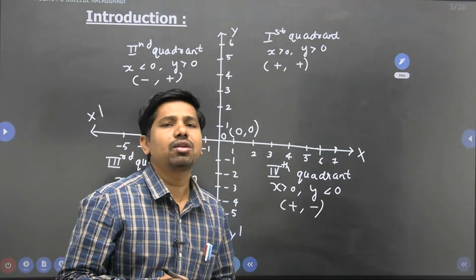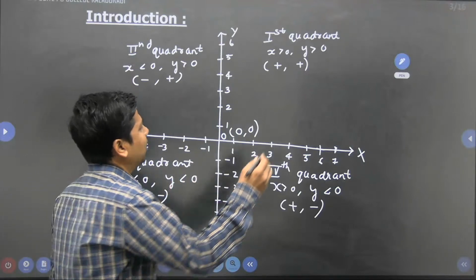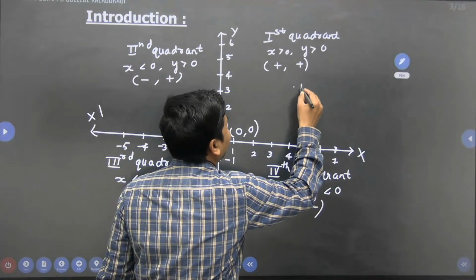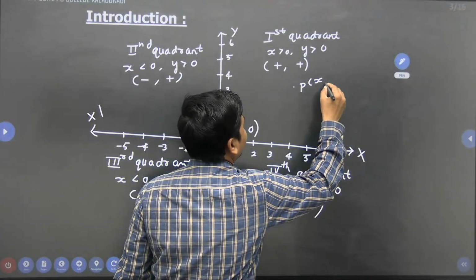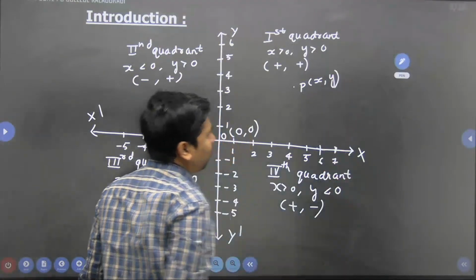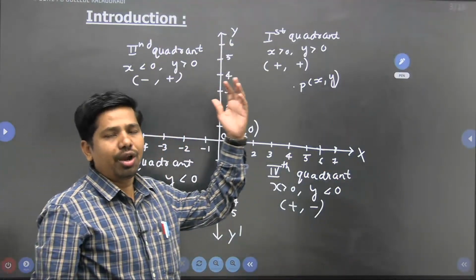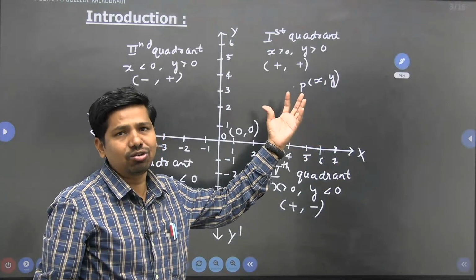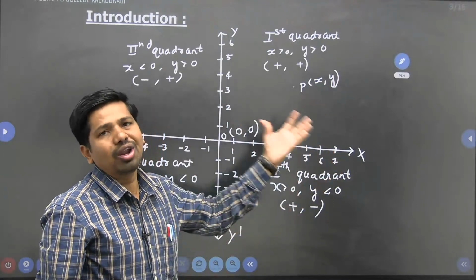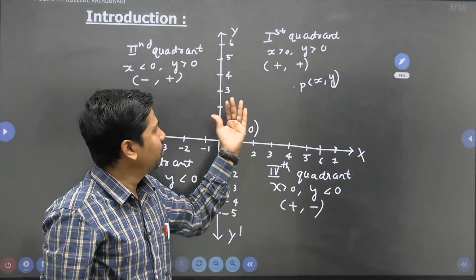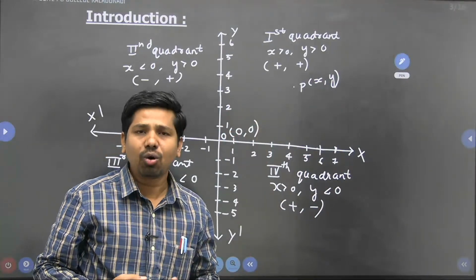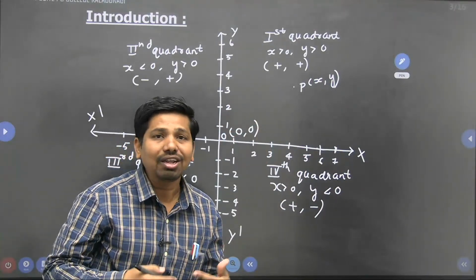If we represent any point in general, P of x comma y is any ordered point. That point is said to be a Cartesian coordinate point. That is, a point representing the coordinate plane or xy plane. The point representing in the coordinate plane is said to be a Cartesian coordinate point.